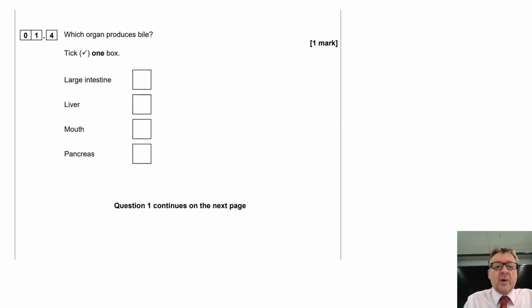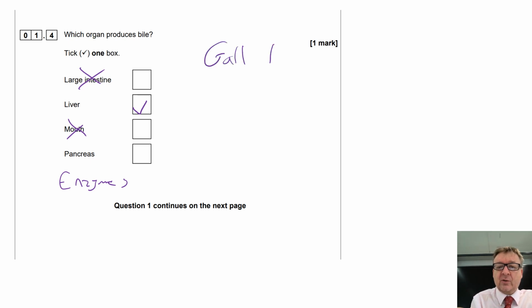Next question. Which organ produces bile? Bile is definitely not the large intestine, because that job is to absorb water. It is definitely not the mouth, because that would be just grim. It is not the pancreas, because the pancreas only produces enzymes. So it is the liver. The liver produces bile, and then it stores it in the gallbladder, and when it's needed, it comes out of the gallbladder.